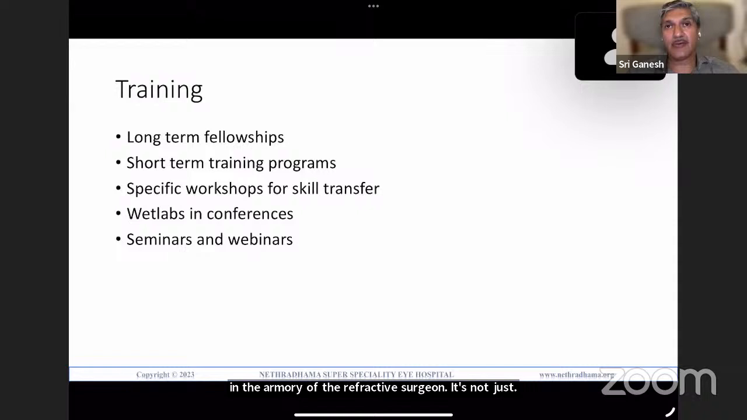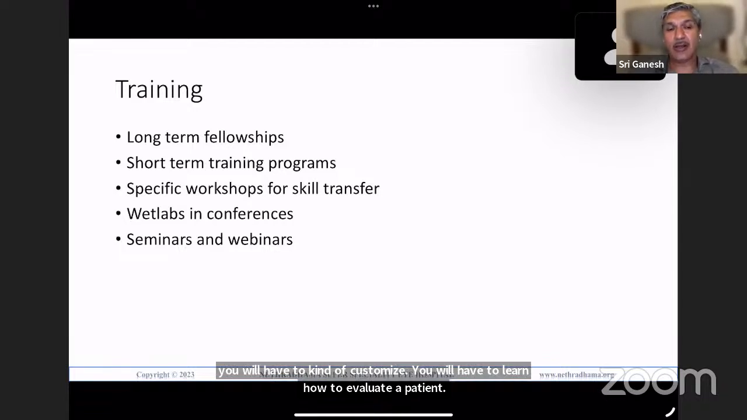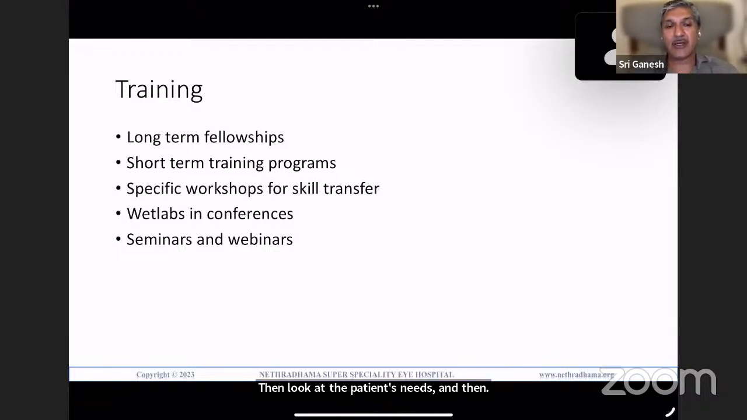So you will have to customize. First, you'll have to learn how to evaluate a patient, then look at the patient's needs, and then offer him the safest procedure, which gives him the best correction, which makes him happy. So you have PRK, you have LASIK, you have SMILE, KLEX now, you have phakic IOLs, and so many other things, Presbyon for presbyopic patients.